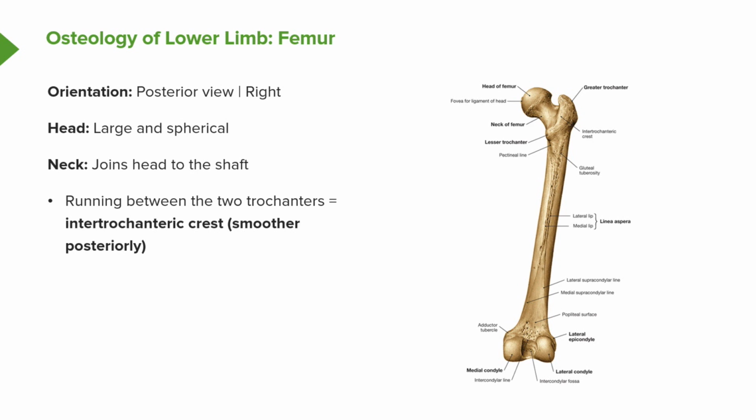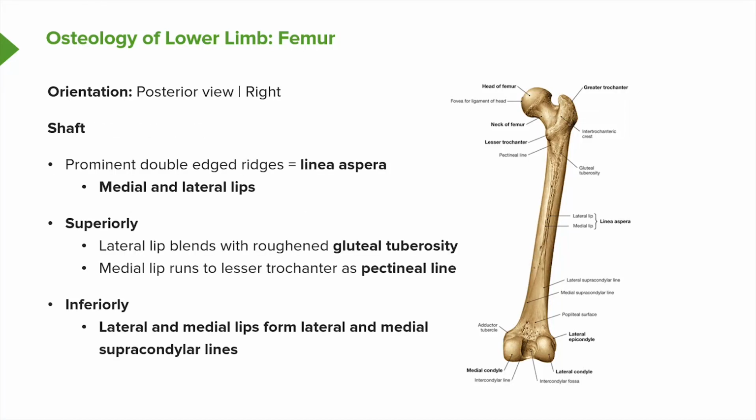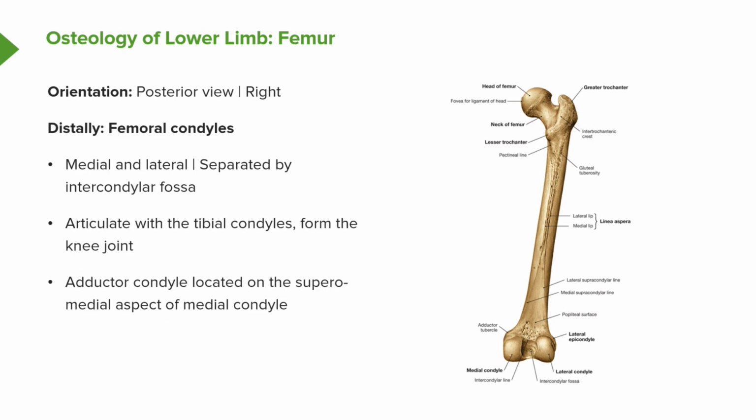If we look at the posterior view now of the femur, we can still see we've got our head, we've got our neck, and we can see we've got a greater trochanter now and clearly a lesser trochanter. But here we can see we now have an intertrochanteric crest. We don't have that line. Looking at the shaft, we can see running down from these trochanters, we have a lateral and a medial lip that forms the linea aspera. Superiorly, the lateral lip blends with the roughened gluteal trochanter, and the medial lip runs to the lesser trochanter as the pectineal line. And we'll see some important muscles attached here, like pectineus. Inferiorly, the lateral and the medial lips separate to form the lateral and medial supracondylar lines.